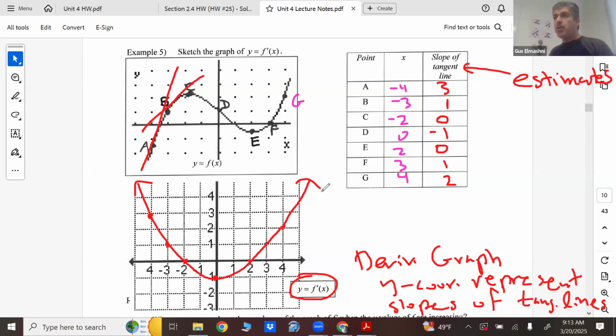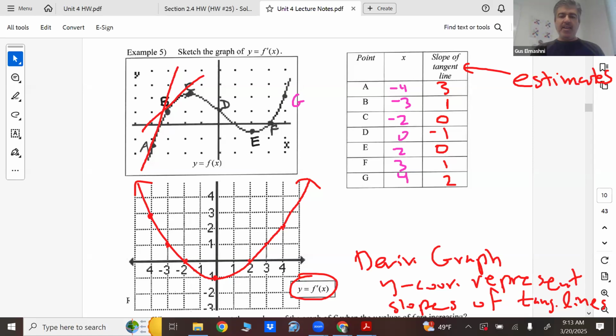Because we saw when we had a cubic function, the derivative was quadratic, and we see the same thing here graphically, right? And remember, this is very important. The y coordinates on the derivative graph, I cannot emphasize this enough, the y coordinates of the derivative graph represent slopes of the tangent lines of the original graph. Okay, very important that we see that. So we're going to need to find that many slopes.